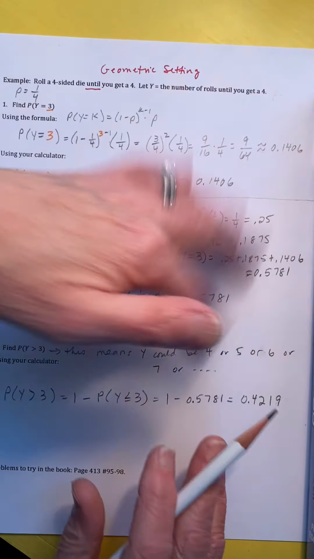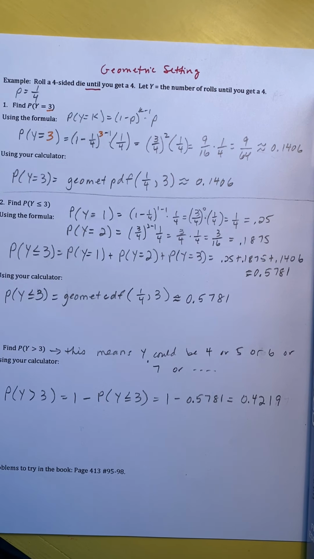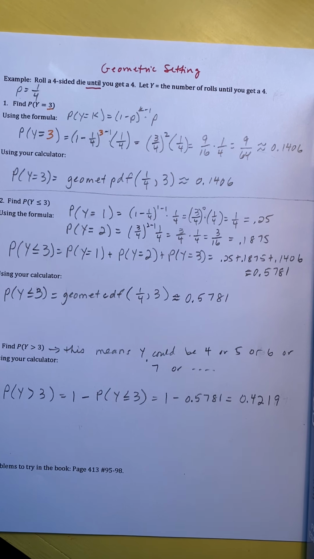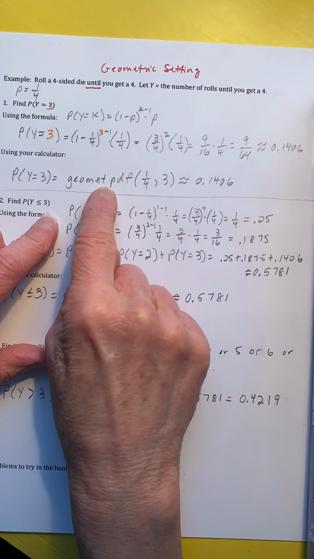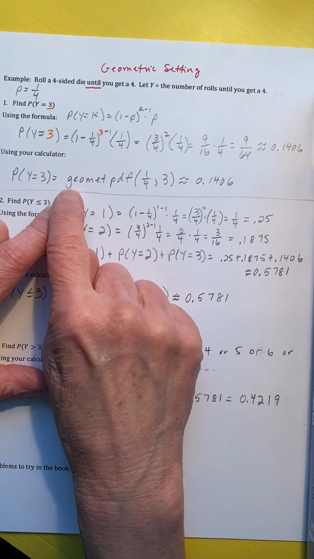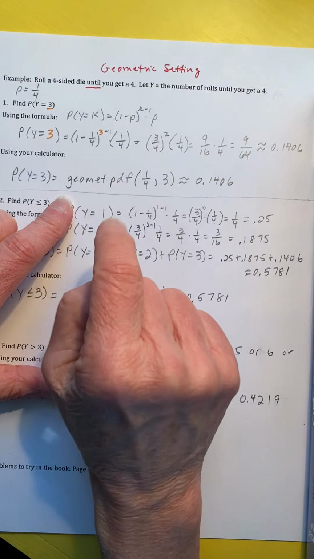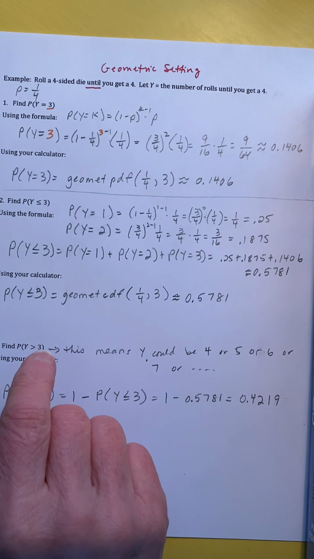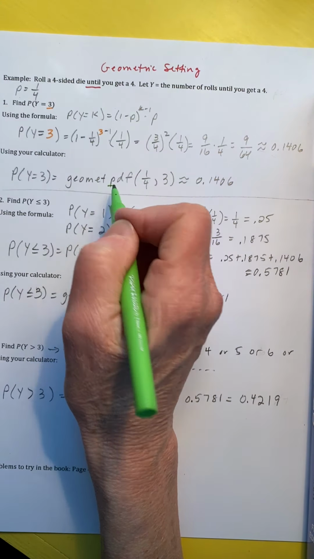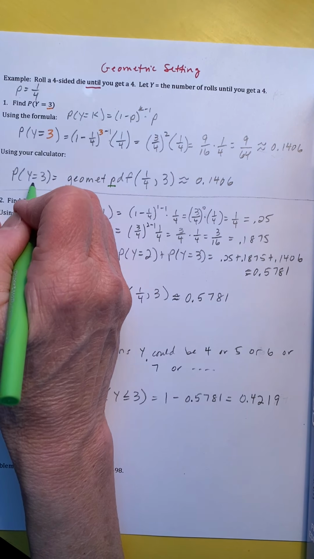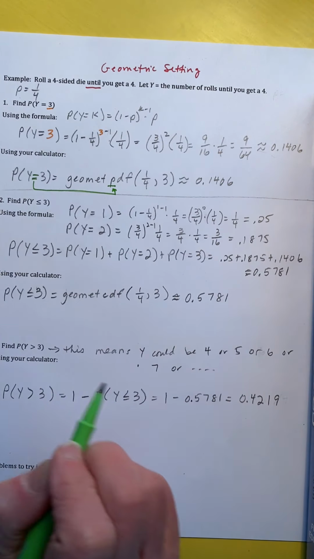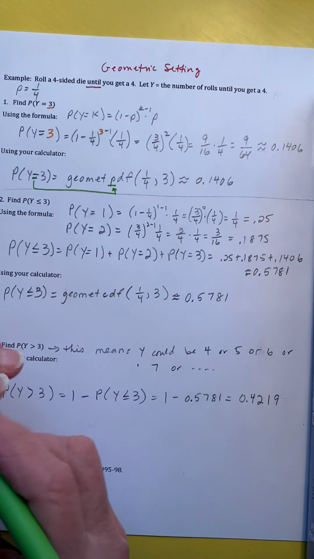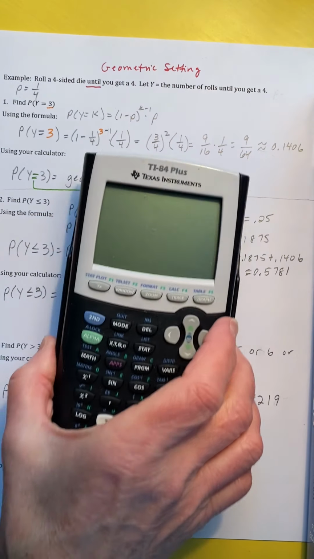Now there's a way to do this with a calculator. This one's not that hard just using the formula, but some of them would be hard or painful to do without a calculator. The function is called geometpdf or geometcdf, which is short for geometric PDF or CDF. Just like the binomial, you're going to use PDF and CDF based on whether there's an equal sign or not. So since this has an equal sign, you're going to use the PDF function just like the binomial, and you're going to find it in the same place.